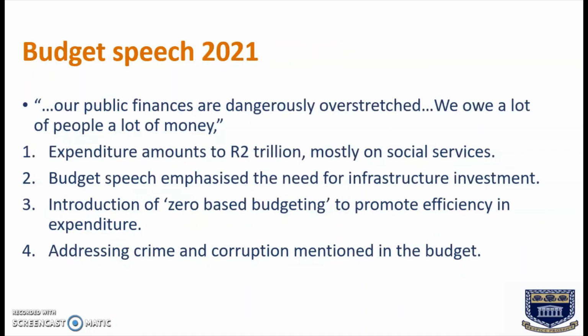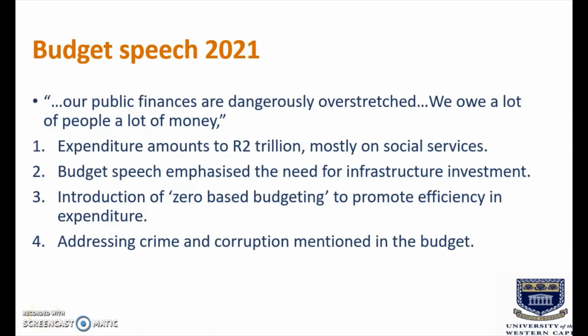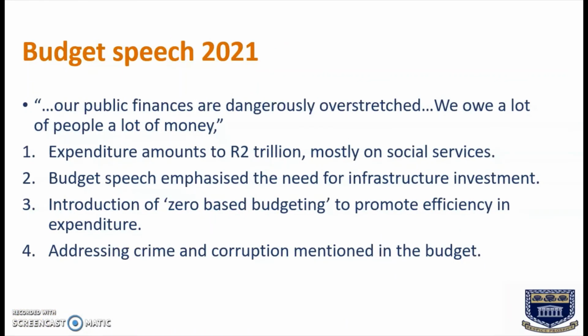Budget Speech 2021. In his speech, the minister said that our public finances are dangerously overstretched. We owe a lot of people a lot of money, meaning that South Africa is currently in debt. He also pointed out that the expenditure amounts to 2 trillion, which is mostly on social events, and also emphasized that there's a need for infrastructure investment. The introduction of zero-based budgeting to promote efficiency in expenditure. He also addressed crime and corruption in the budget.